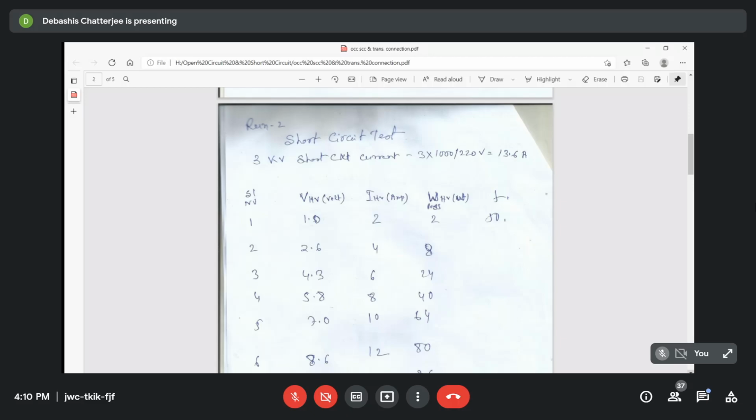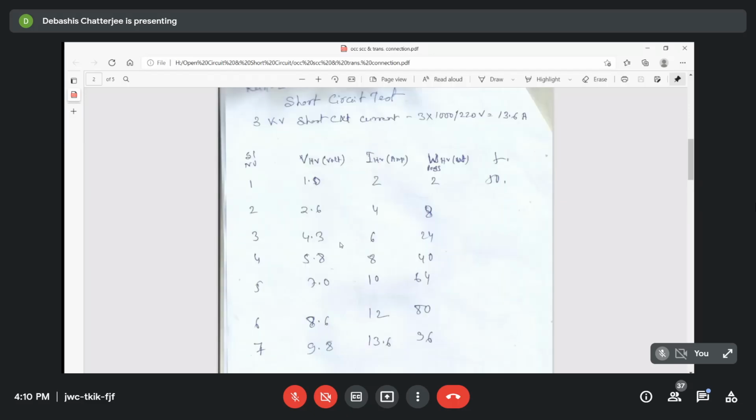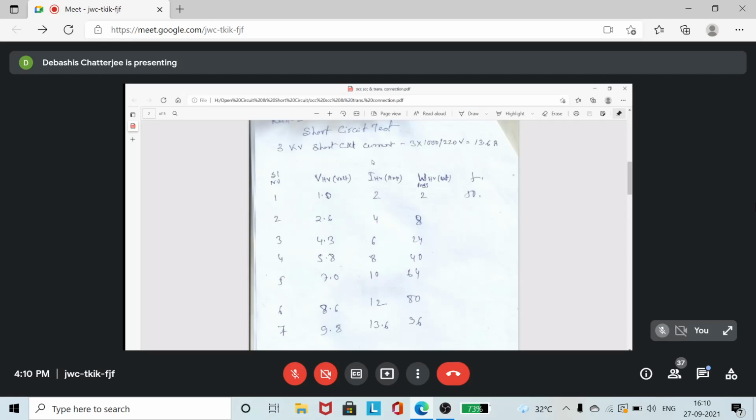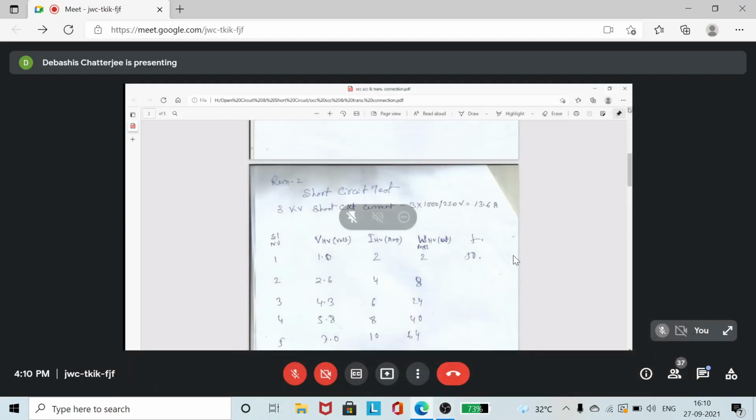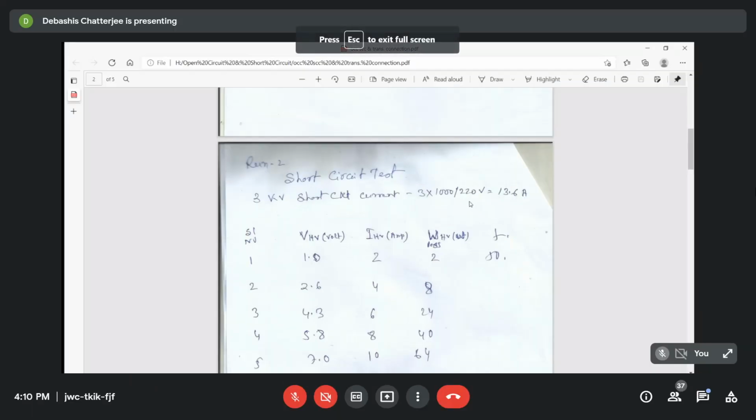Now for the short circuit test, the same thing: the high voltage side voltage is varied, the secondary is shorted on the low voltage side, and the high voltage side current is noted. This transformer is a 3 kVA transformer. He has written it wrongly there. It will be a 3 kVA, 110 by 220 volt transformer. He took another transformer, 110 by 220.